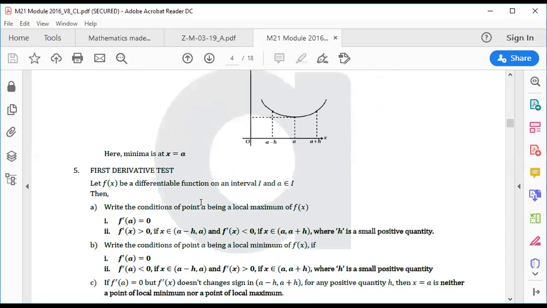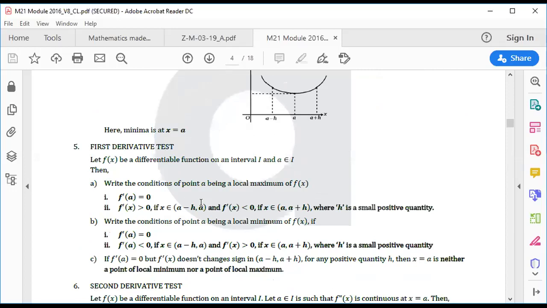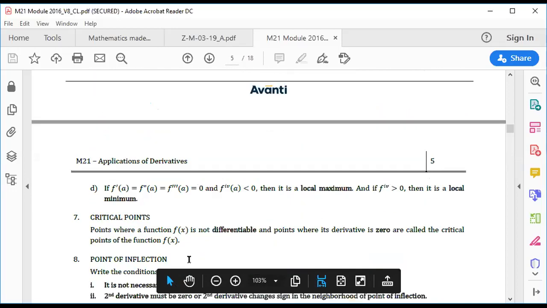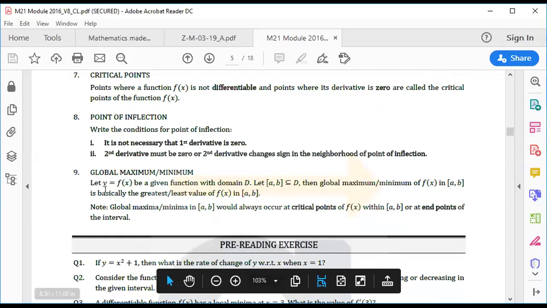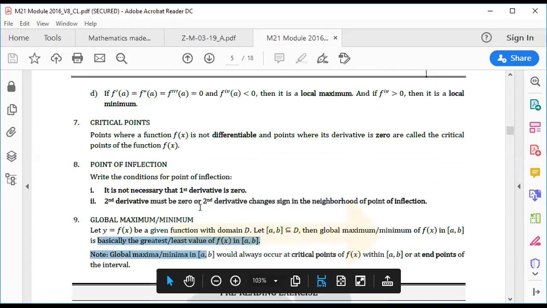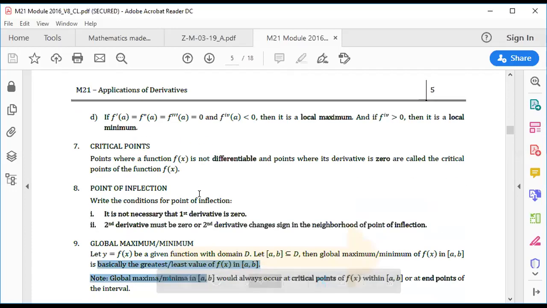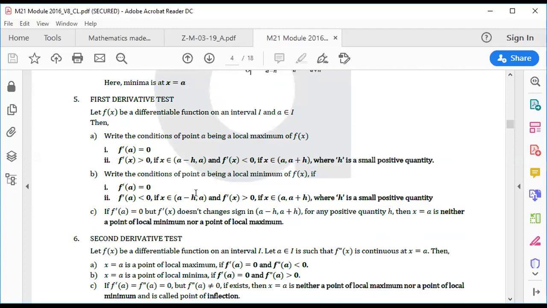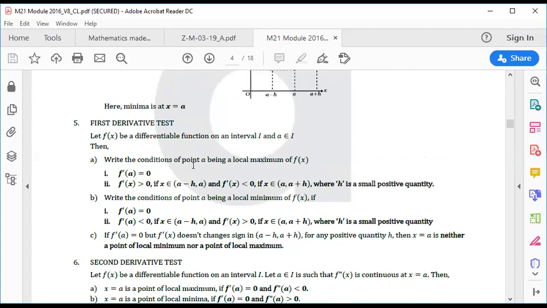Okay, so now first derivative test. Let f of x be a differentiable function on interval I and a belongs to I. Write the condition. First derivative test, you already know. And the connection between local maxima, global maxima, I am giving you here. This is global maximum and minimum. So let us see it first. Then we will discuss these critical points and point of inflection. First let us clear the concept of local maxima, local minima and global maxima, global minima. Then we are going to see first derivative test and all of this.